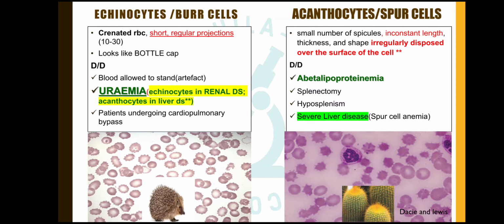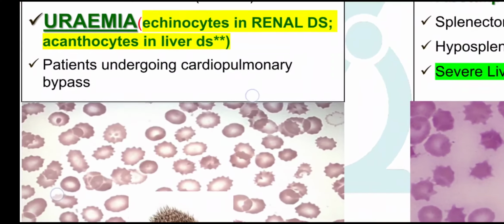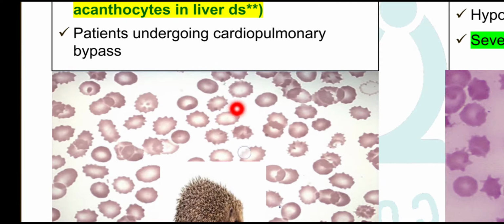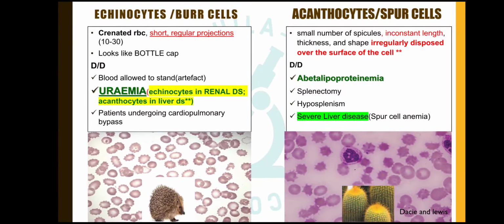Now next important difference is between the echinocytes, also known as Burr cells, and acanthocytes, also known as Spur cells. Sometimes we get confused between these two cells, and MCQs generally come from these two cells. Echinocytes: the word echino literally means hedgehog. So the cell gets its name from this hedgehog, in which projections are seen on the surface of the RBC, which are regular, 10 to 30 in number, and of the same size. They look like a bottle cap.